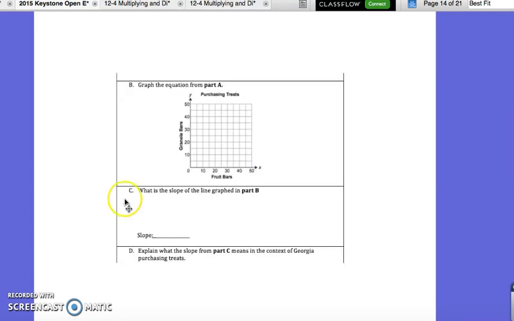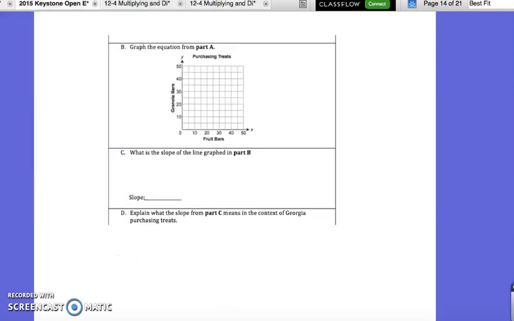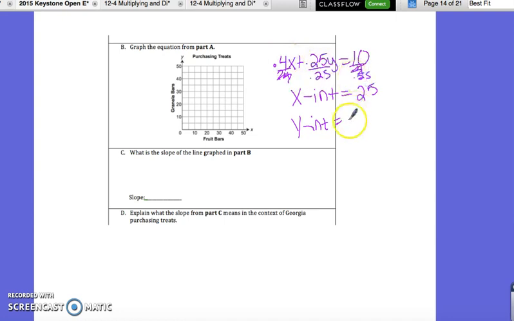In part B, we need to graph the equation. Well, let's just have a refresher of what our equation was. It was 0.4x plus 0.25y equals 10. Well, I went ahead and found my x and y intercepts. For my x-intercept, you would use the cover-up method, cover up your y, and you do 10 divided by 0.4, and your x-intercept is going to be 25. For your y-intercept, you're going to cover up the x's, divide by 0.25, and you're going to have a y-intercept of 40. So I plotted 40, 25, and connected.